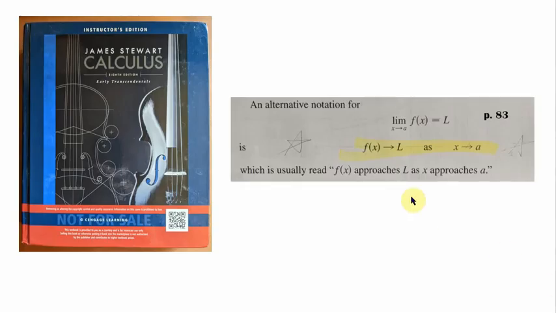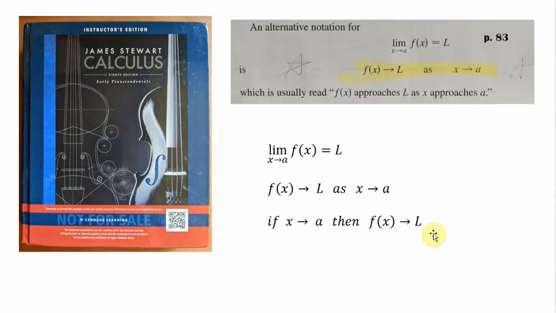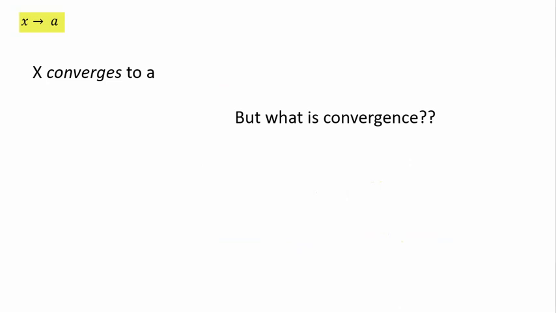In the calculus textbook that I'm using now, on page 83, there's this comment. And this is another way to write the same idea. And we can go a step further. When we say this, it expresses the same idea: f of x converges to L as x converges to a. We could even write it like this: if x converges to a, then f of x converges to L. But what is convergence? What do we mean by convergence?